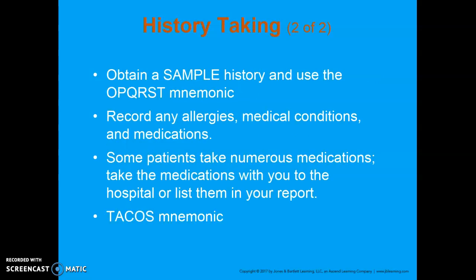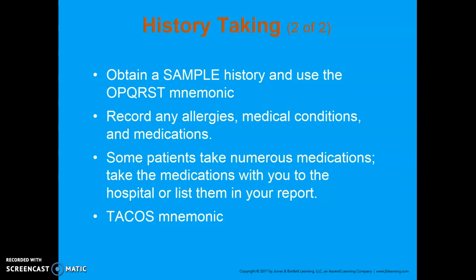As we gather more history, we're going to use two main mnemonics. So SAMPLE is one and OPQRST are the other. And we already went through what SAMPLE and OPQRST are, and we'll continue to go through that in lab. You're going to record any allergies, medical conditions, prescription, over-the-counter medications, and herbals, remember. Some patients take numerous medications. Make sure that you list them in your report with you. You want to also determine if the patient has been compliant with those medications.